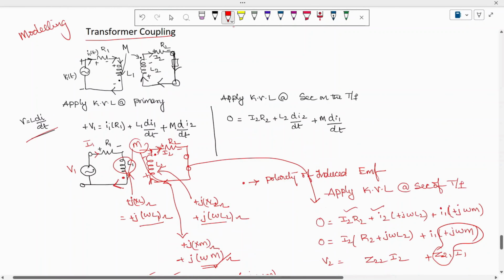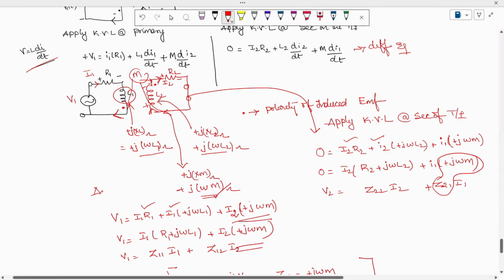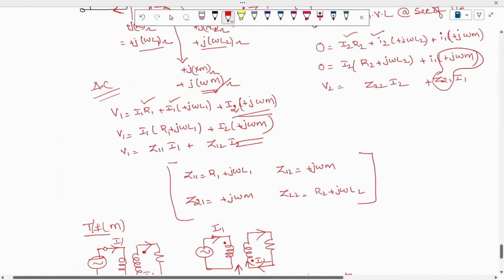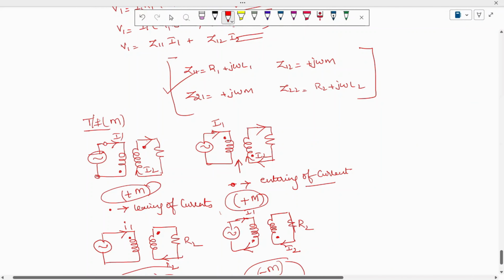Just write down the basic KVL equations, and these are called differential equations. These are called the direct AC analysis. Okay, so this is how to write down the transformer modeling in Z parameter model. These are the four possible ways of transformer connection we have, plus M and minus M.